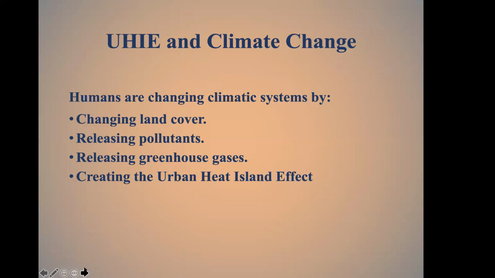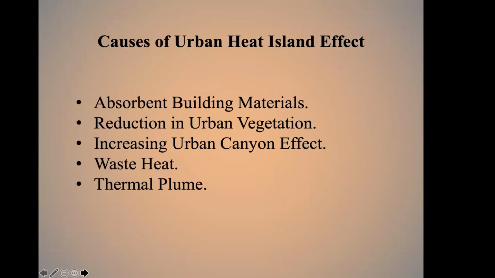Climate change is occurring because human beings are changing the climatic system. And they're doing this by changing land cover, and they're releasing more pollutants in the air all the time. They're releasing more greenhouse gases, and they're creating the urban heat island effect more because they're increasing the number of urban areas and the size of urban areas. So this is becoming more and more of a factor in our climate change calculations.